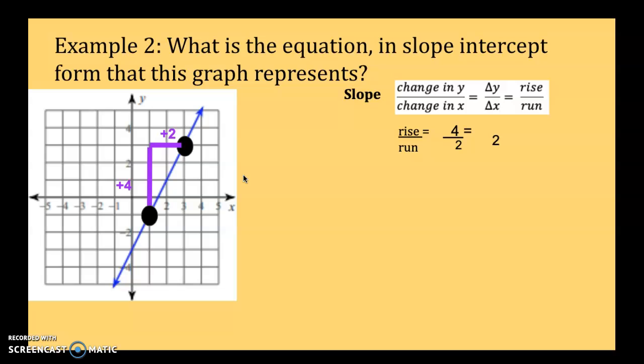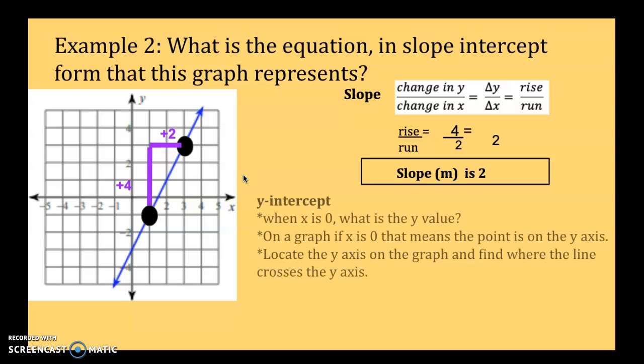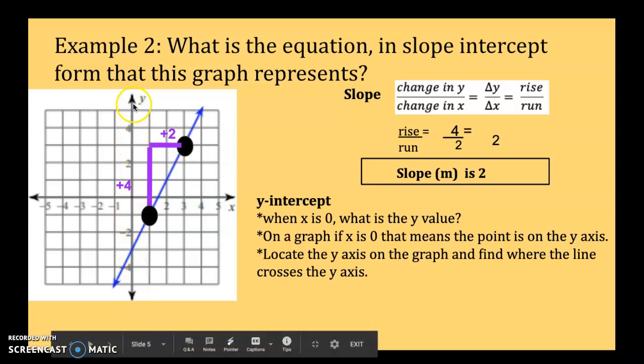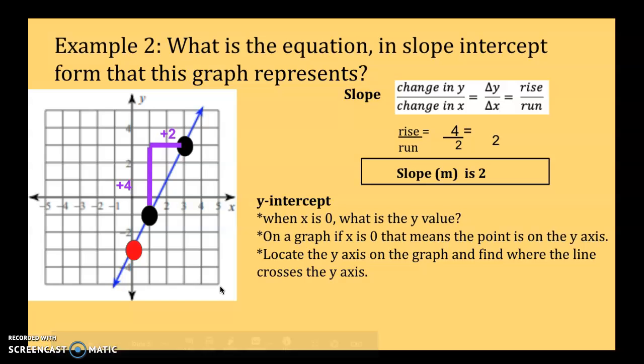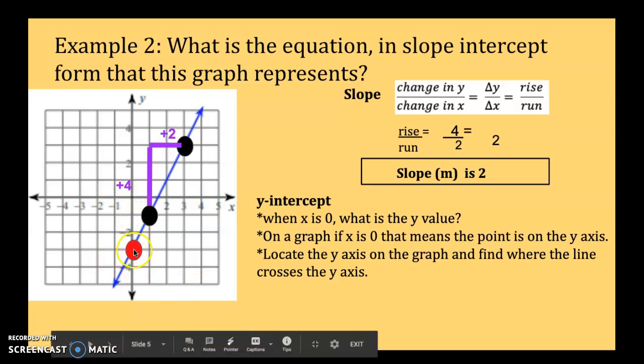Alright, so we know our slope, that's part of our battle. That M, we've got that: slope is 2. Now we need to figure out that y-intercept. When x is 0, what's that y value? Here's x of 0. That means it's got to be somewhere here. We can pick out the y-intercept by just finding where my line touches the y-axis, and it touches right there. So that is going to be our y-intercept, which is negative 1, 2, 3.